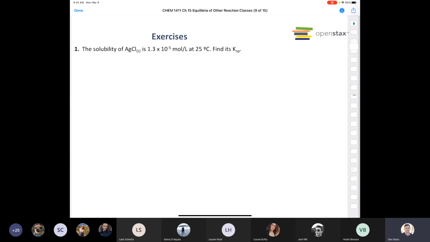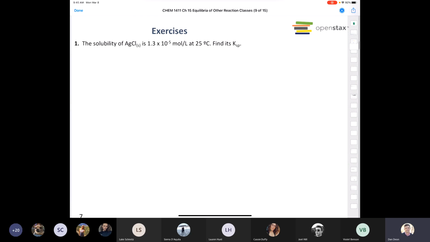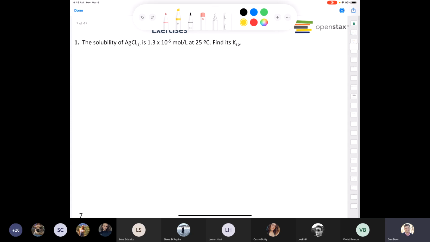So let's take a look at question number 1. It says the solubility of silver chloride is 1.3 times 10 to the negative 5 moles per liter, which is the same thing as 1.3 times 10 to the negative 5 molar at 25 degrees Celsius, and it asks you, what's the KSP?